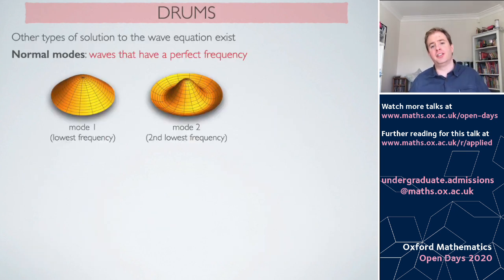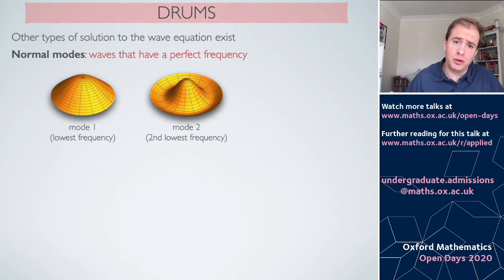Now, there are other solutions of the wave equation, and these come about from thinking about things like drums. These are what are called normal modes. They're solutions of the wave equation that have a perfect frequency. And so you can imagine having a circular drum and then hitting it, and we might expect the surface of the drum to form this sort of parabola shape, okay? And it turns out that that's right. That's the lowest frequency mode of the wave equation for a drum.